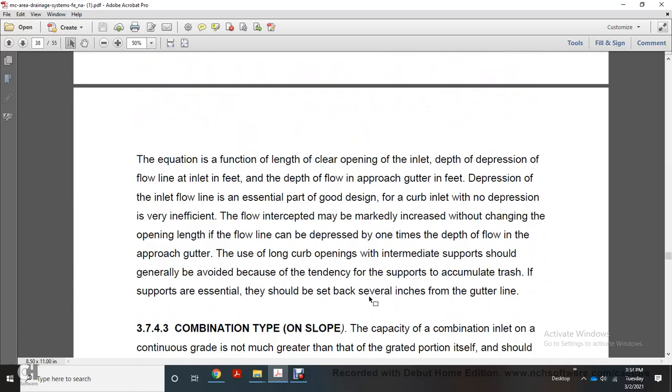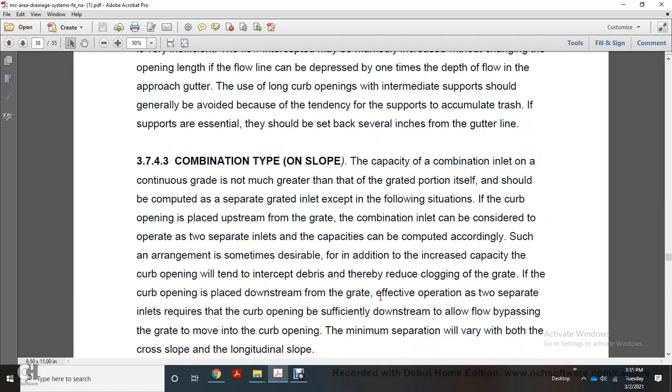The equation is a function of the length of the clear opening, the depression of the inlet flow line in feet, and the depth of flow in the approaching gutter in feet. Depression of the inlet flow line is an essential part of good design. A curb inlet with no depression is not very efficient. Flow intercepted may be markedly increased with a change in the opening length if the flow line is depressed by 1 times the depth of flow in the approaching gutter, with the use of long curb openings. Intermediate supports should generally be avoided because of the tendency of the supports to accumulate trash. If the supports are essential, they should be set back several inches from the gutter line.